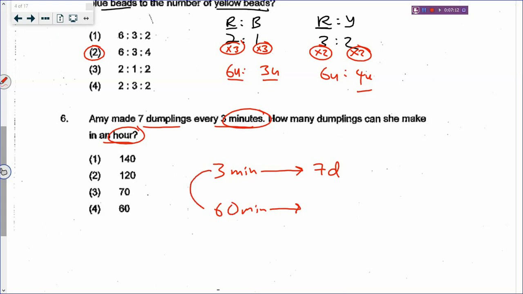You can apply the shortcut. Are you able to jump to 60 without having to find 1 minute? Yes, you can just times 20, and then the other side you also times 20. And then 7 times 2, you will get 14, and then you put the 0 behind. So how many dumplings can you make in 60 minutes? So your answer will be number 1. Right, you can make 140 dumplings in 1 hour. Okay, let's go on to the next question.